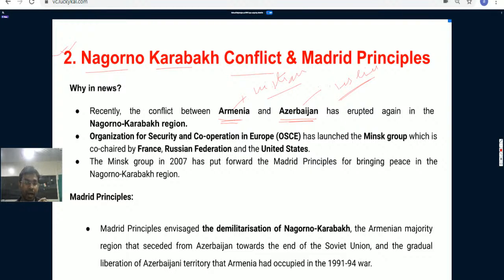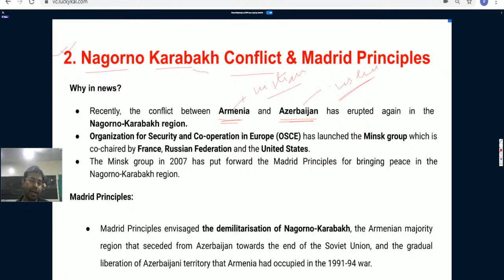Under that, a referendum took place here in the Nagorno-Karabakh region. But under that referendum, the people did not choose either Armenia or Azerbaijan. Means people were given a choice whether to go with Armenia or to go with Azerbaijan, but people decided that we want to stay independent. We want to make a separate nation for us. But the thing is, this is not acceptable to both the countries. It is not acceptable to Armenia, and it is not acceptable to Azerbaijan.